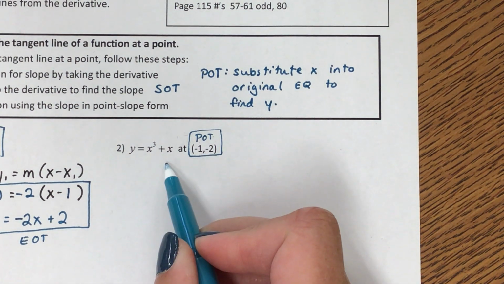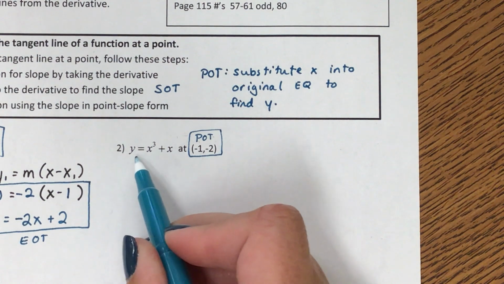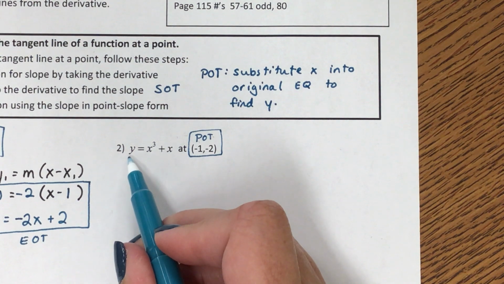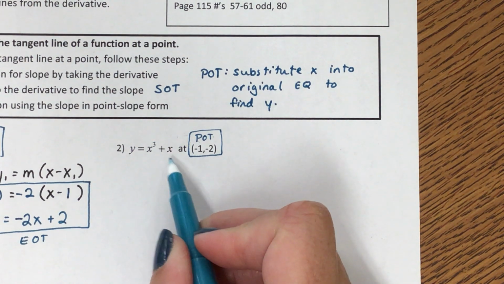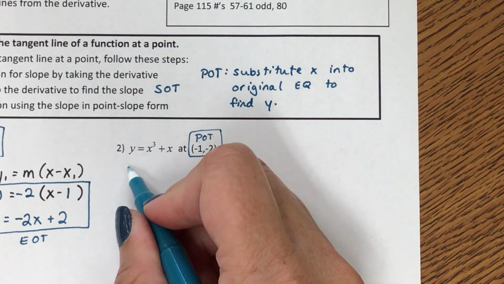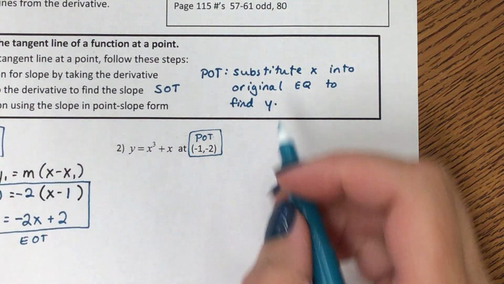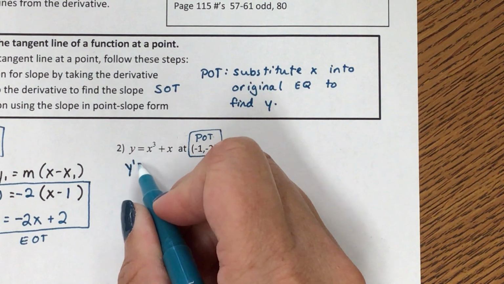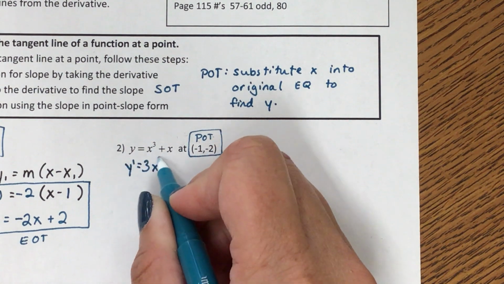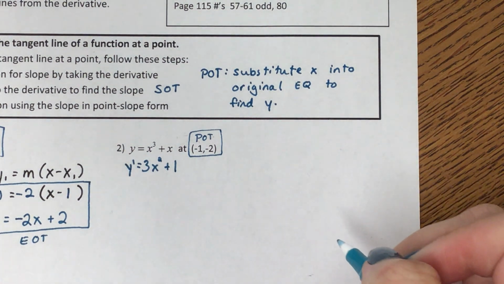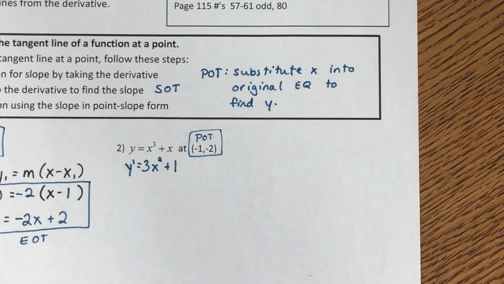If you graphed this, -1 would give you -2 for the y value. All right, so this is our original curve. It's some kind of a cubic function. Let's find the slope of the tangent and start by finding the equation for the slope. So y prime equals 3x squared plus the derivative of x is just going to be 1 every single time. It shows up constantly.